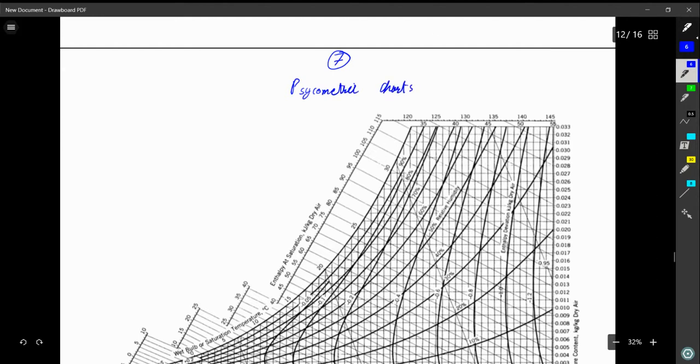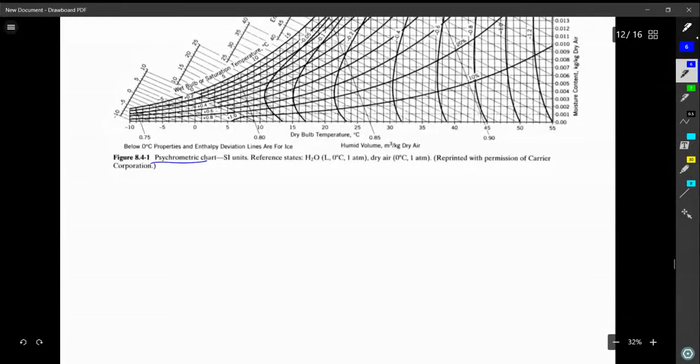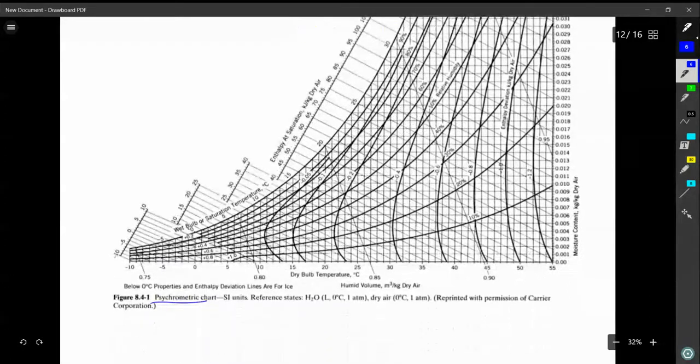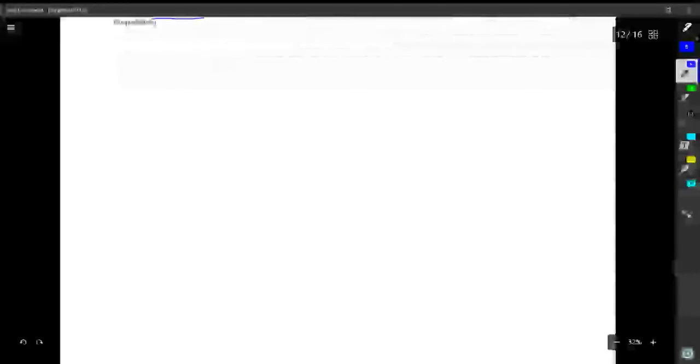Most probably the spelling is correct, but ignore that. And yeah, this is the correct one. Psychometric charts. So basically, what do psychometric charts do? Psychometric charts are basically data for air-water systems. So let's start.